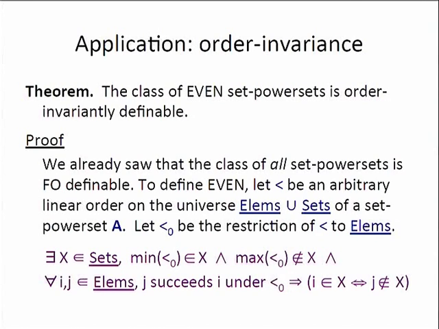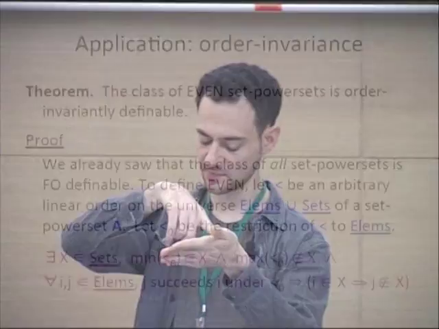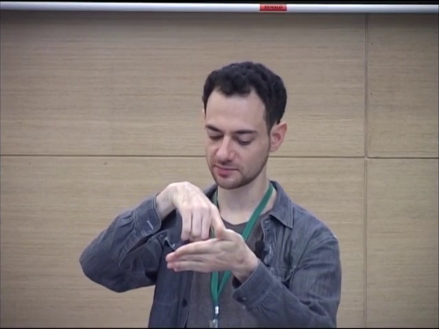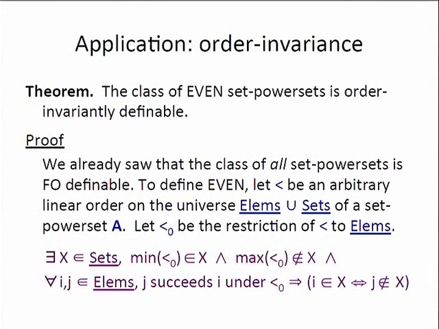But now to define evenness of the set of atoms, we can say the following. Basically, there exists some set which contains every other atom. So it contains the first, minimal atom according to this linear order. It does not contain the maximal atom in this linear order. And for every two consecutive atoms, it contains exactly one of them. Okay? So this is something which will hold if and only if the number of atoms is even.